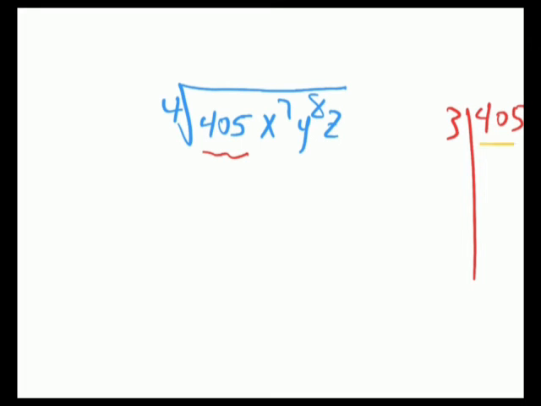4 divided by 3 is 1 and the remainder is 1. So you put the 1 here, and this becomes 10. 10 divided by 3 is 3. 3 times 3 is 9, the remainder is also 1. So you get 15 divided by 3, which is 5.